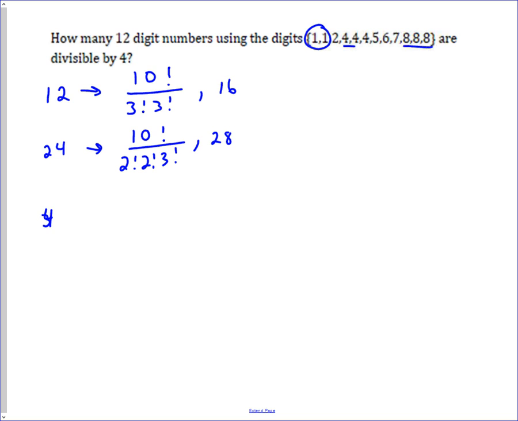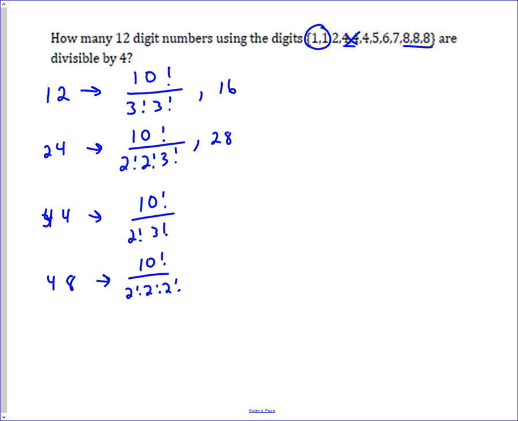The first one in the 40s would be 44. Now this is going to be a new category because we have gotten rid of 2 4s, and so we're left with 2 1s for 2 factorial and 3 8s for 3 factorial. So that was a new case for us. 48 is also a new case because we've taken one of the 4s away and one of the 8s away, and so it's going to be 10 factorial over 2 factorial, 2 factorial, 2 factorial. You've got 2 1s, 2 4s, and 2 8s left.